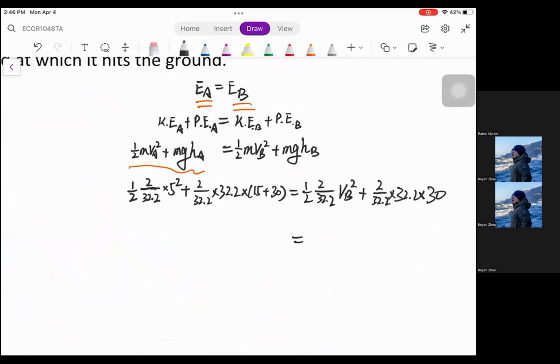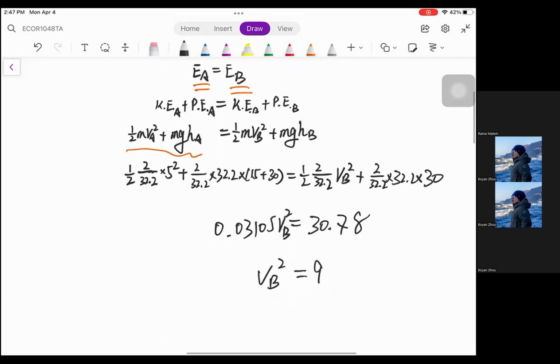So the rest of the thing is just the mass. Eventually we're going to have things like 0.03105 VB squared, which is 2 over 32.2, that is 1 over 32.2 VB squared, equal to 30.78.